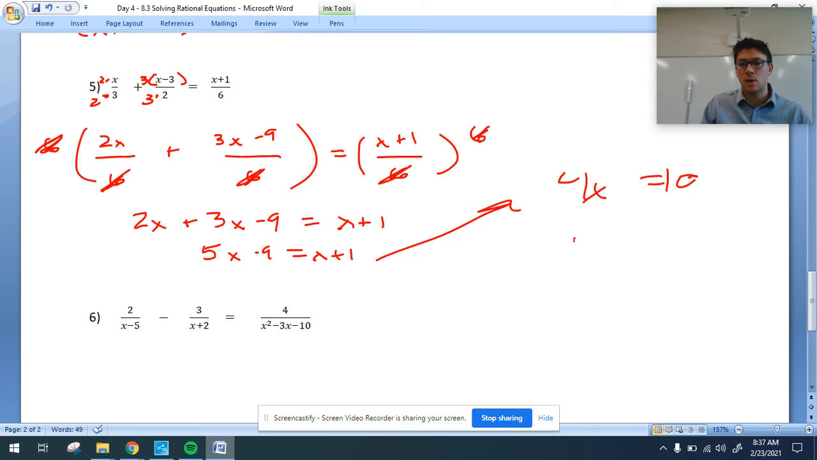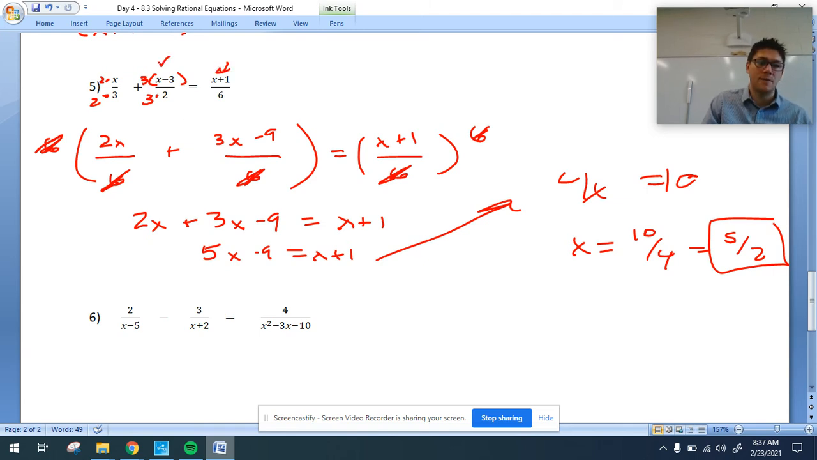Take it a step further, move x to this side, move the 9 to that side. Oh, that's a 10, sorry about that. And we get 10 fourths, which is 5 halves. And that would be your solution. If you plugged in a 5 halves in for each of these x's, it would be one side equals the other. We solved it, we're good to go.